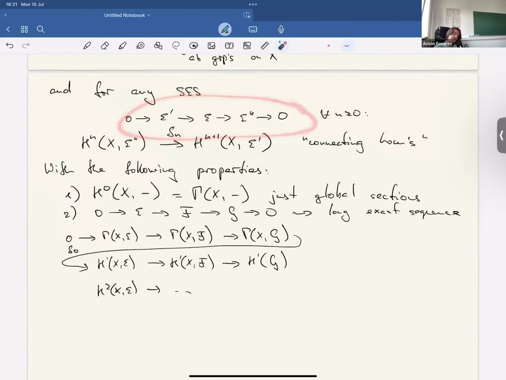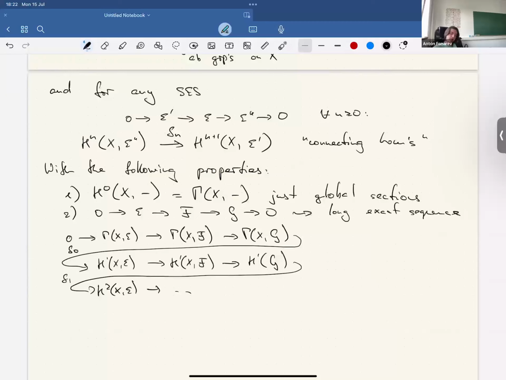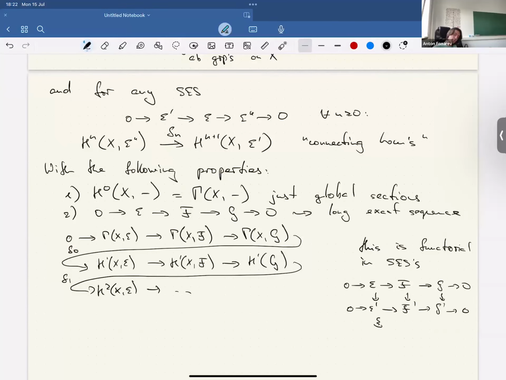We have a short exact sequence, and we have a connecting homomorphism delta n, well, delta naught in one case, which goes from the rightmost sheaf to the leftmost. So we want this sequence, where this will be delta 1, to be exact, meaning that it's exact in all terms, and moreover, this is what we say functorial in short exact sequences. Let me write it briefly. If you have E, F, G, and you have another short exact sequence, E prime, F prime, G prime, and if you have morphisms and everything commutes, then you get a morphism of long exact sequences.